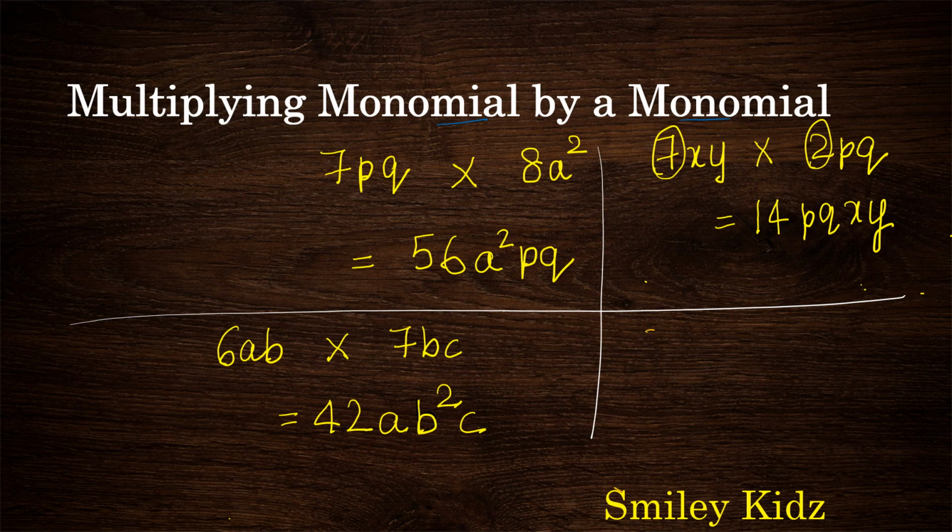Let's say I have xy and yz. I'm going to multiply these two. But here we don't have any coefficient. So we're going to just straight away multiply the variables. So we have only one x. So it's going to be just x. We have 2y. So y multiplied by y, which gives us y square. And then we have z, which is equal to xy square z. These are few examples of multiplying monomial by a monomial.